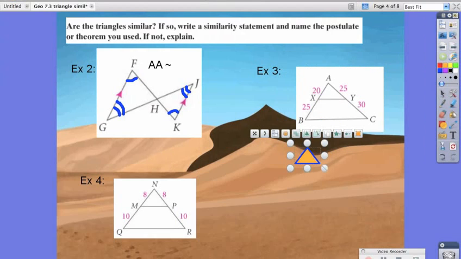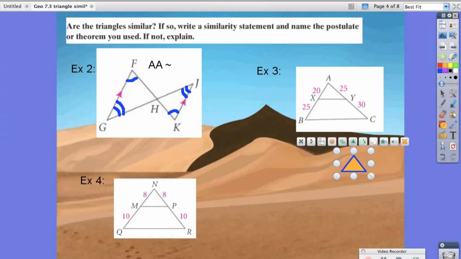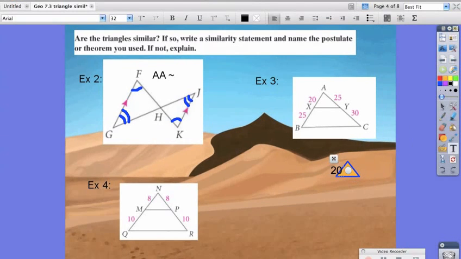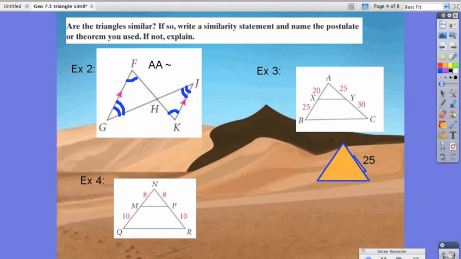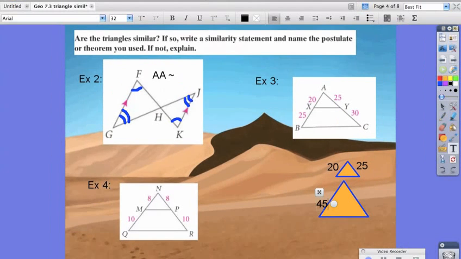And that's going to be, based on what they gave us, 20 and 25. Then we're going to look at the larger triangle, which is this one right here, which this side gives us 45 by 55.